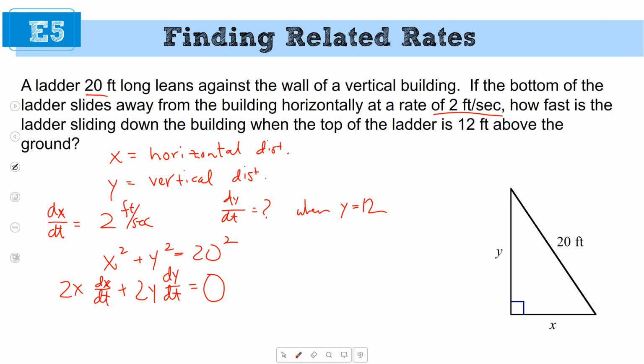Does this problem seem silly? Doesn't it seem like if the bottom of the ladder is going out at 2 feet per second, that the top would be coming down at 2 feet per second? I think that's what your average person on the street would assume. We'll find out that that's not the case. How many unknowns in that equation? 4. Do we know 3 of the 4?